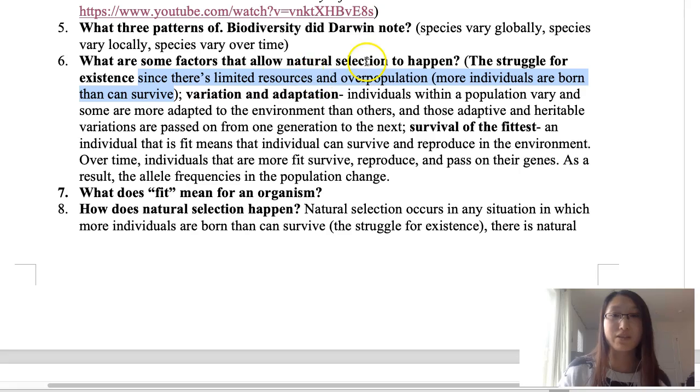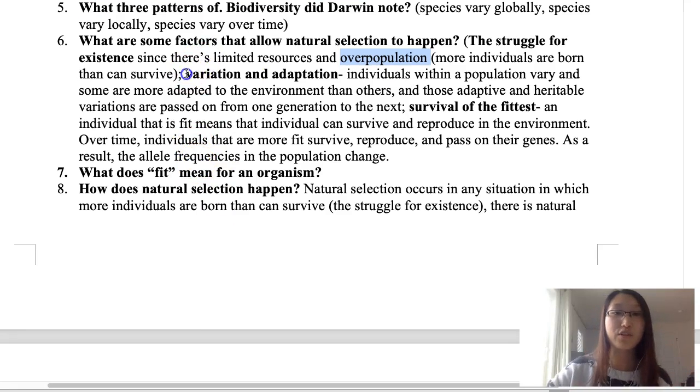Since there's limited resources and overpopulation, more individuals are born than survive. So that is what overpopulation means. More individuals are born than can survive. But the limited resources and competition create this struggle for existence, and you feel it, this struggle in life.